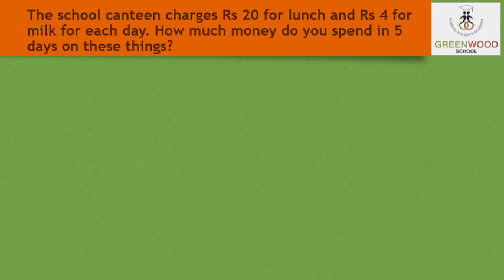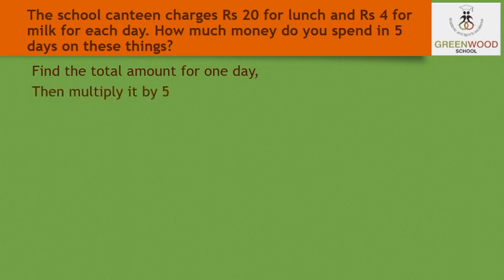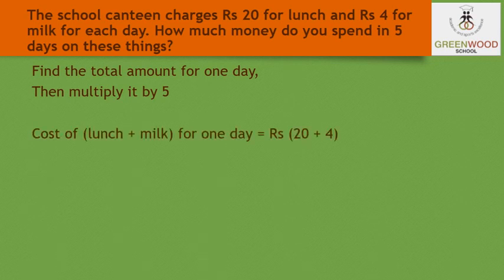Let us take an example. The school canteen charges 20 rupees for lunch and 4 rupees for milk for each day. How much money do you spend in 5 days of these things? Here in this question, we have to find the total amount that is spent in 5 days. So first of all, we will find the total amount for one day, and then we will multiply it with the number 5, as we have 5 days.